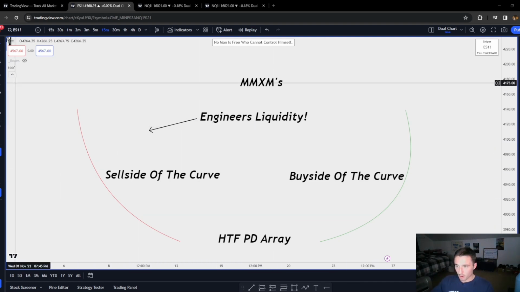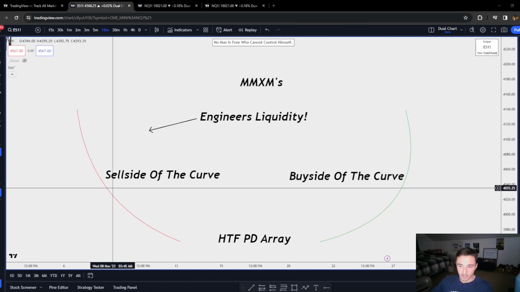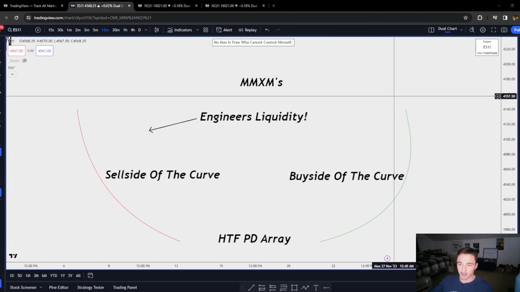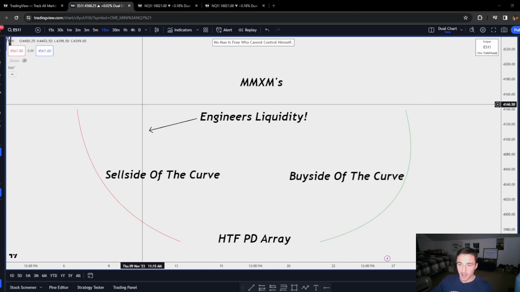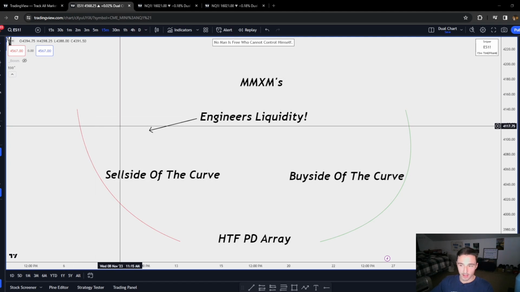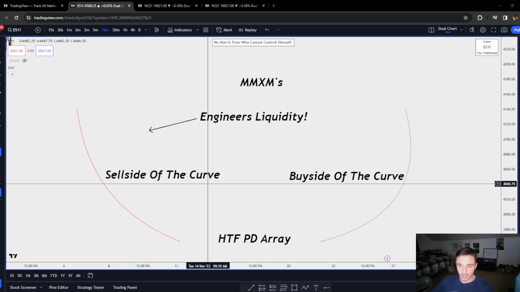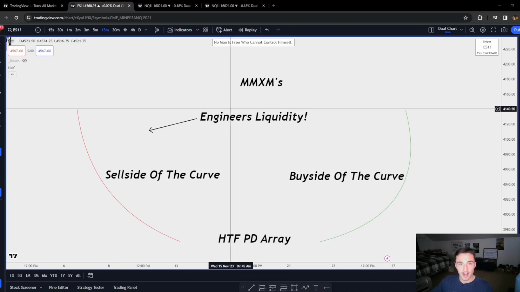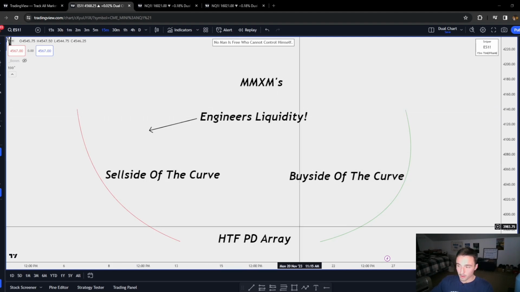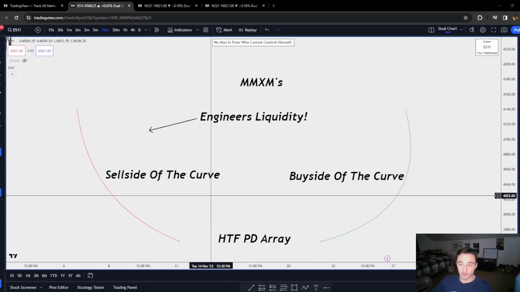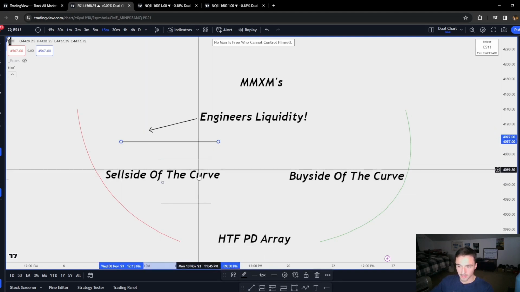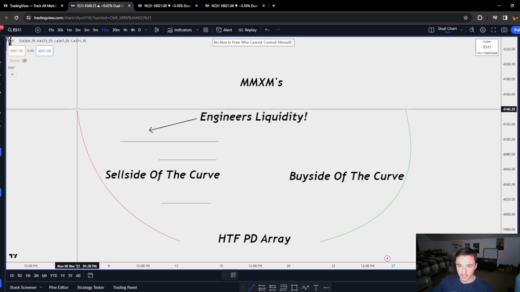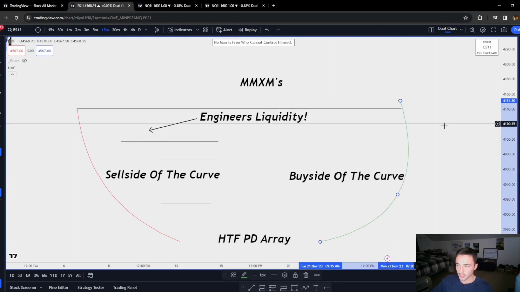So the whole point of market maker models is the idea of sell side of the curve into buy side of the curve, or vice versa, buy side of the curve into sell side of the curve. And whatever opposing side is on the left side, in this case, it is sell side of the curve over here. That side is engineering liquidity so that buy side of the curve can offload their position above each high that the opposing curve has created. So all these lines right here are representing highs up until the original consolidation has been achieved.